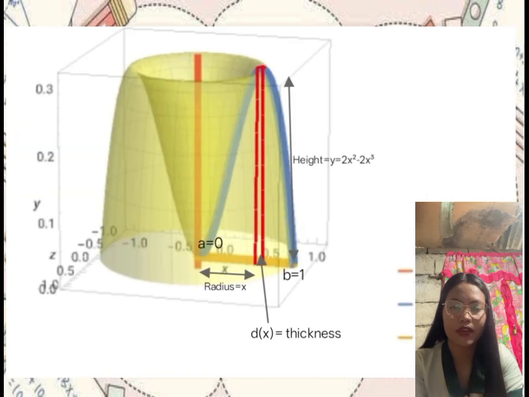So in the next figure, we can see the height, the radius, and the thickness of the figure. The height is simply the given function, which is y is equal to 2x squared minus 2x cubed, and the radius is the distance between the axis of revolution to the shell, which is x, and the dx is the thickness, or how thin or thick the shell is. And we also have here the a, which is located at the center with x is equal to 0, and the b, which is located at x is equal to 1.